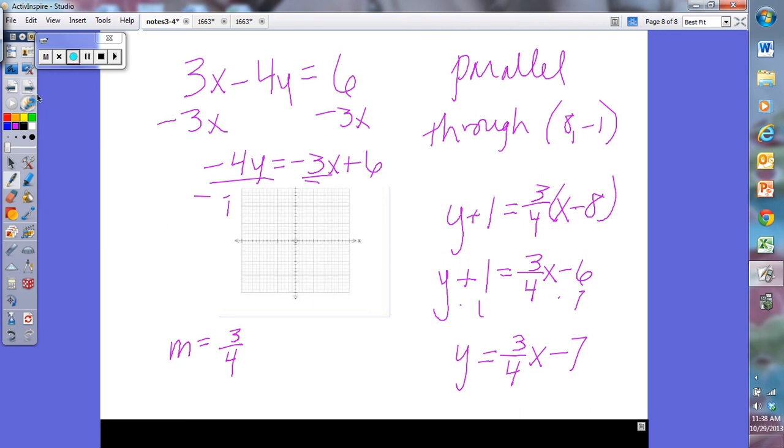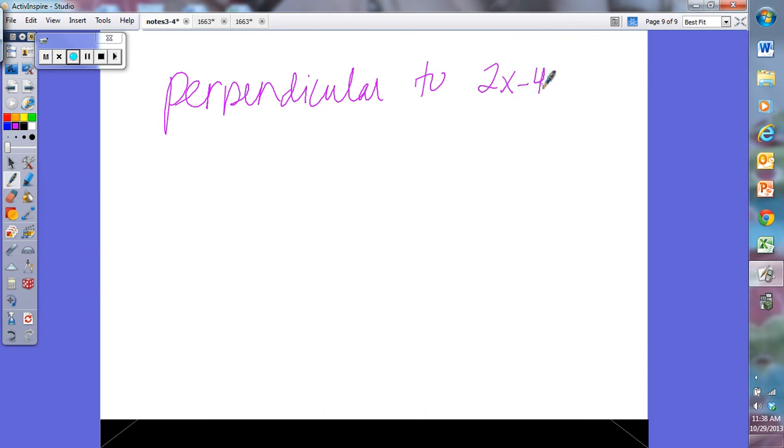Okay, try this one. You want the line perpendicular to 2x minus 4y equals 9 through the point negative 6, 4. Now again, let's take a look at what that might look like.